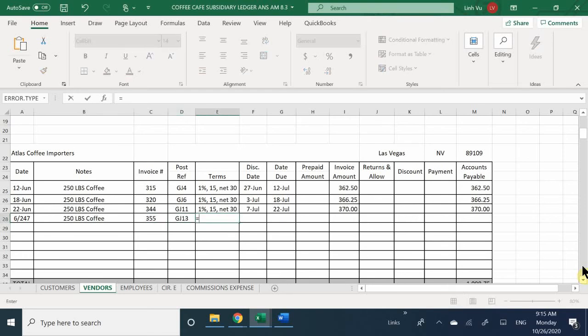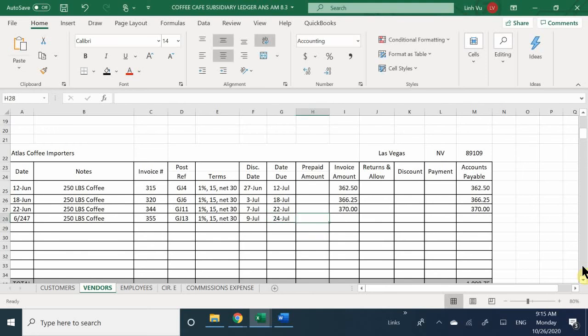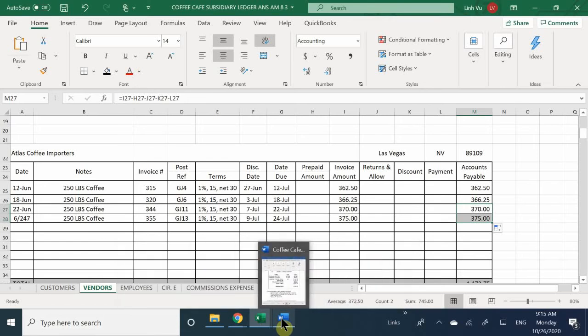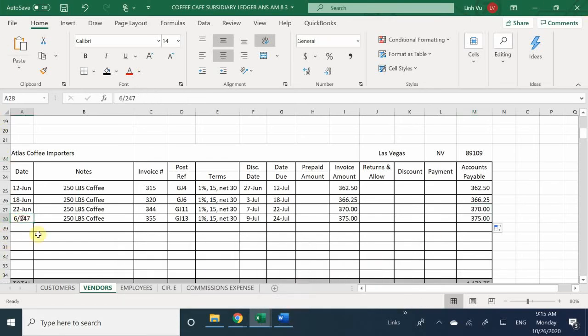The terms same as above. July 9, and 24th July. Invoice amount 375. Payable also the same. The date there is 6/24, not 6/247. Okay, thank you. 624. All right.